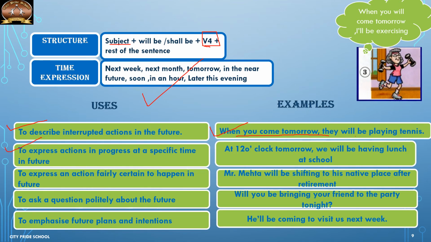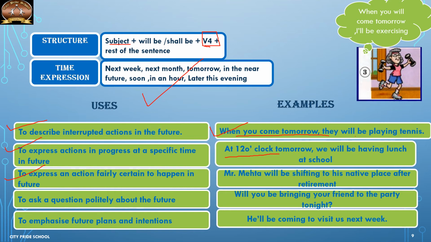Now here, if you see the example, the time is mentioned as 12 o'clock. So 12 o'clock is an interruption by a specific time. So at 12 o'clock, we will be having lunch at school. The third use is to express an action fairly certain to happen in future, when you're sure about an action that will take place in future.